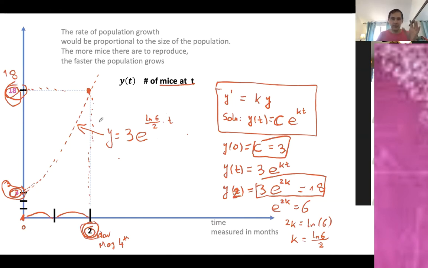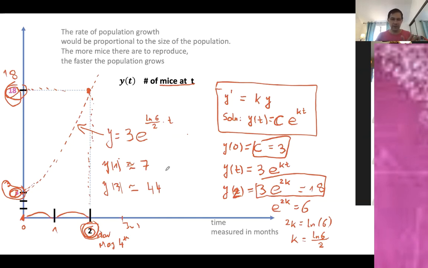Now the question will be, if you have this function, how can you model the situation? You can tell, for example, what the population was 1 month ago. So y of one, you take t to be one, and y of one is approximately seven. There were seven mice 1 month ago. And can you predict, based on this information, what is going to happen on June the 4th, 1 month later? This is going to be y of three, and y of three is approximately 44.